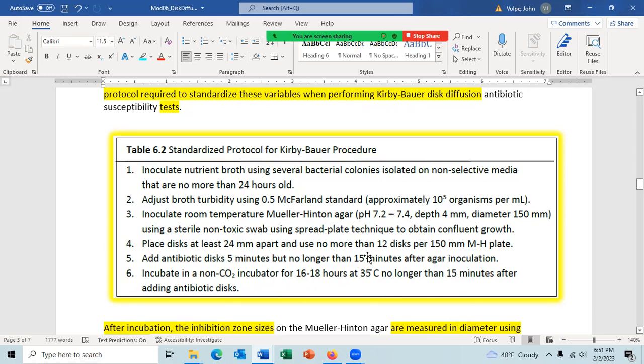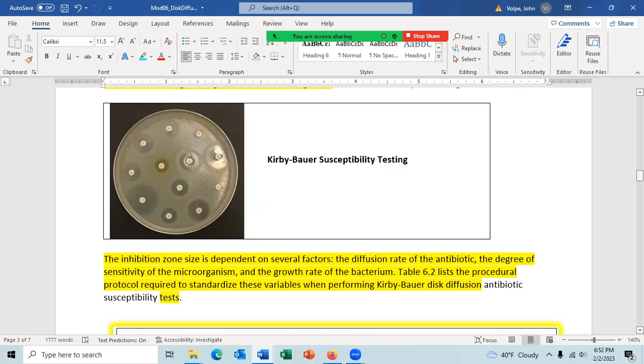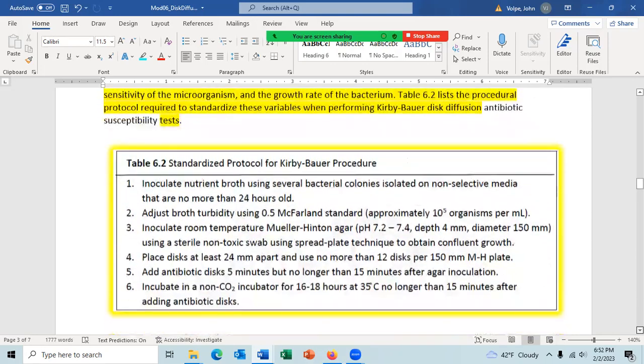This procedure is highly standardized so that wherever you are in the world, if two people are running the same Kirby-Bauer test on the same bacteria using the same antibiotics, they will get similar, if not the same, results. One person won't get a large zone of inhibition and the other a small zone of inhibition. They'll be similar, and that's the idea of standardizing the Kirby-Bauer susceptibility test. Any questions about any of that?